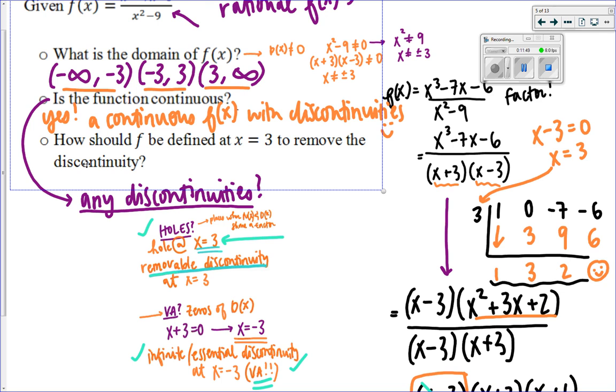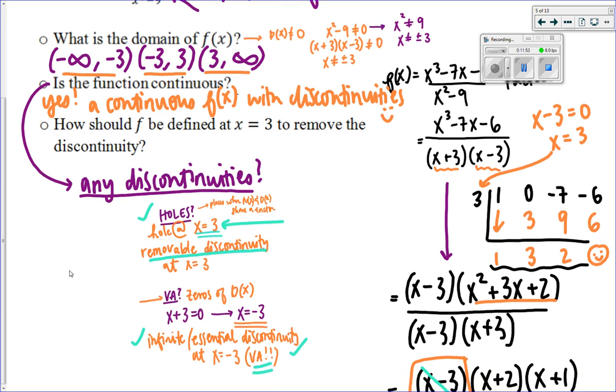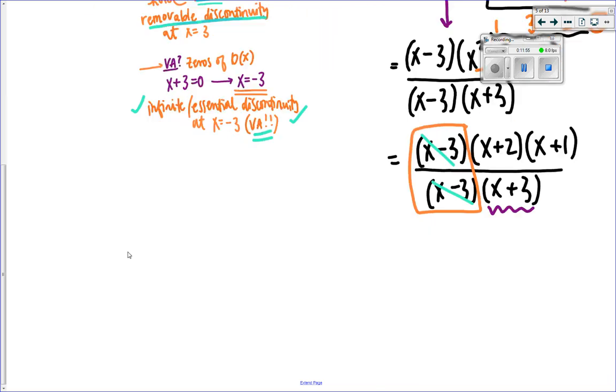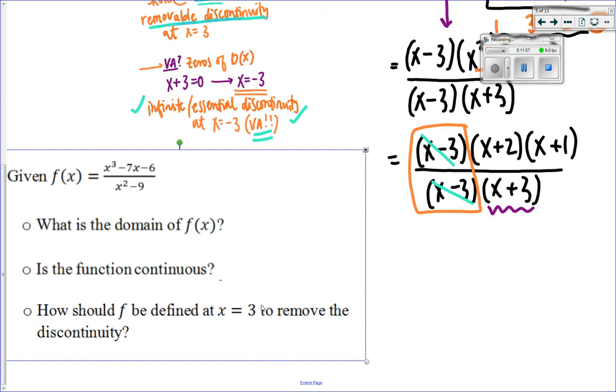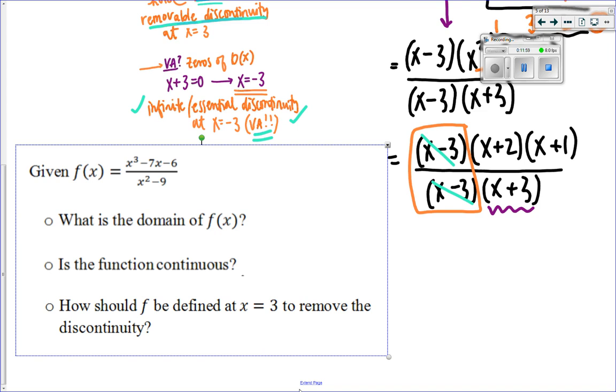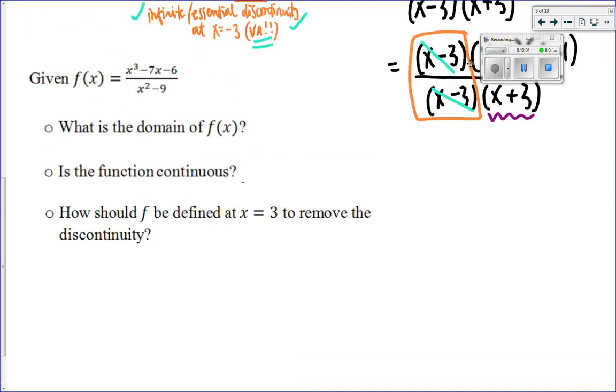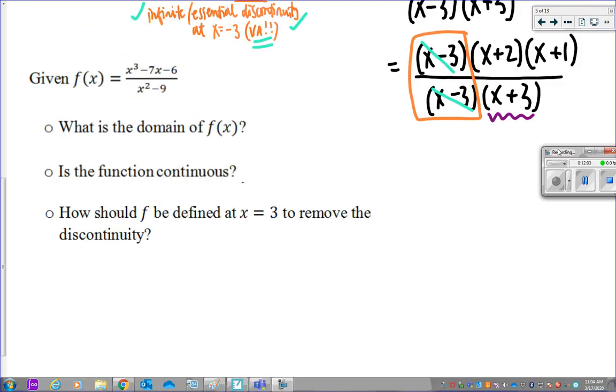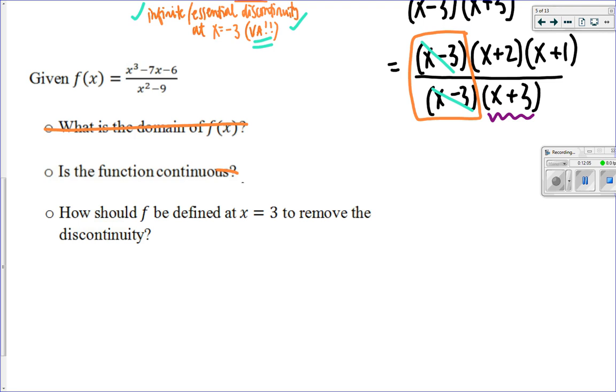The last question then is, how should this function be defined at x equals 3 to remove this discontinuity? So now we got to think about what they're actually asking us. I'm going to cross these out for a moment, just because we don't need to focus on them. We really need to think about this. How should this function be defined to remove the discontinuity? Think of this as we want to fill the hole.